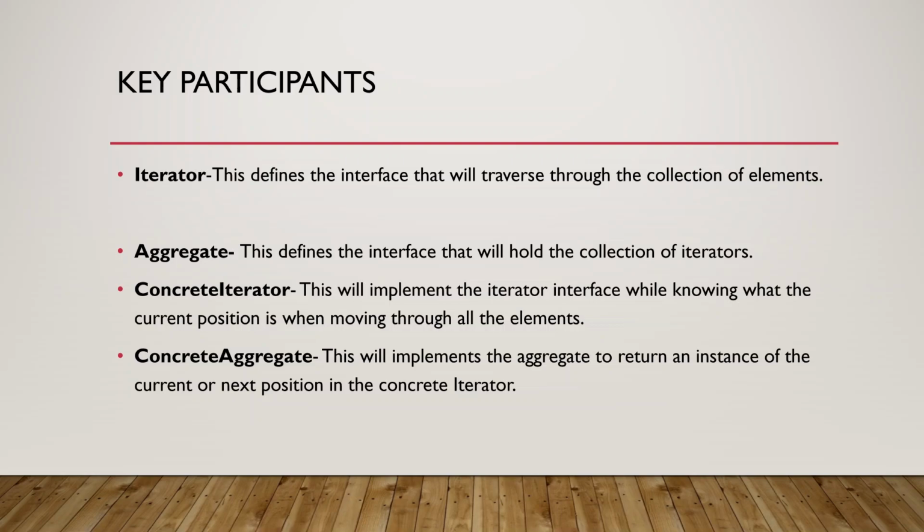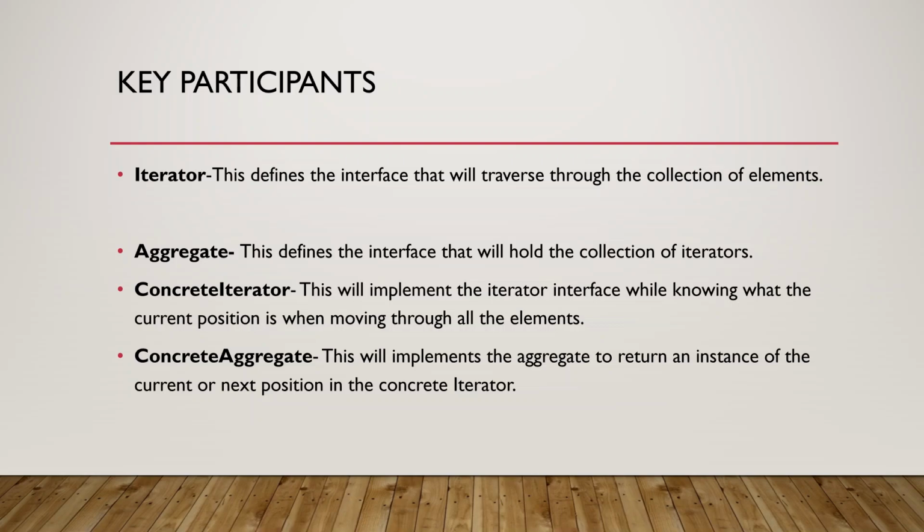We'll start off here with the iterator. The iterator defines the interface that's going to traverse through the collection of elements. The whole purpose of it is in the name: the iterator is going to iterate through every element within the collection. Now you have the aggregate. The aggregate defines the interface that's going to hold the collection of iterators. So the aggregate is going to have a collection of iterators that shift through that collection, and it's going to hold all of that.